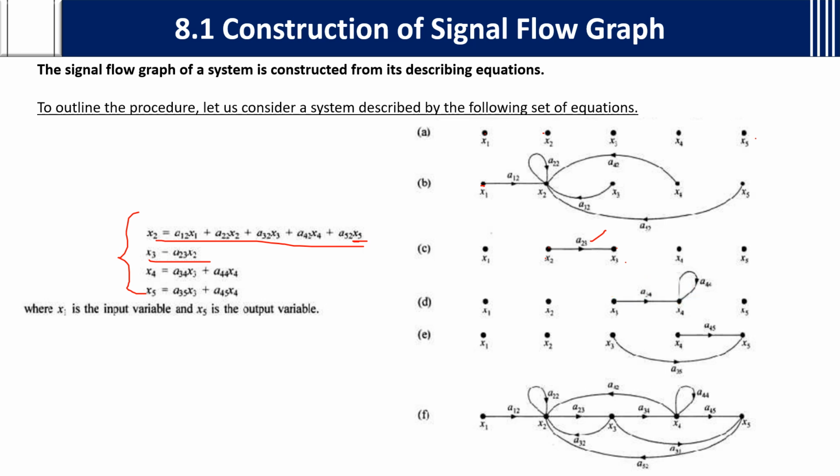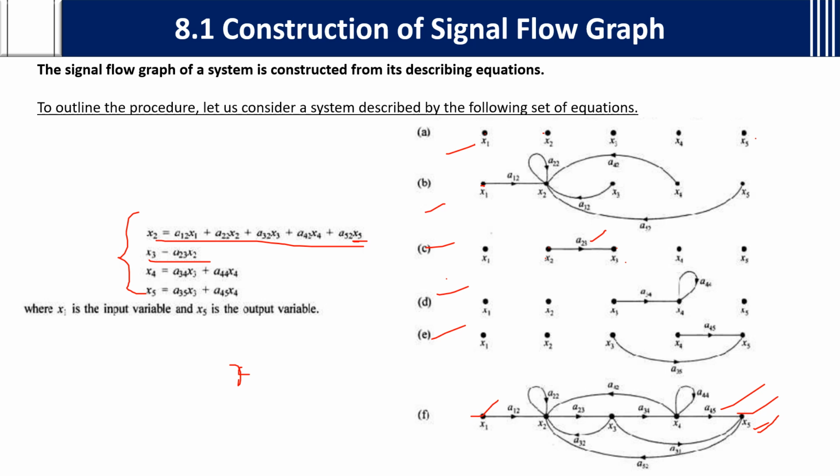Then you have a35 x3. a35, 3 to 5 forward path, and a45 x4. From x4 to x5 there is a45. You will draw that and mention the gain above the arrow mark. Then you combine all of these and draw all the paths, including the a22 and a44 loops. All these paths will become the signal flow graph. From the describing equations, you can draw the signal flow graph, where x1 is the input variable and x5 is the output variable.